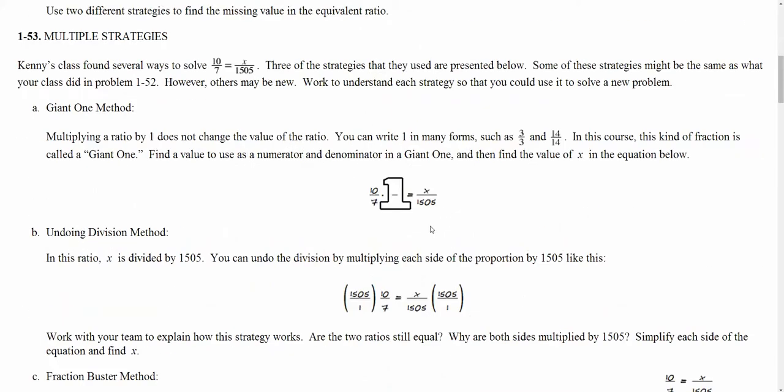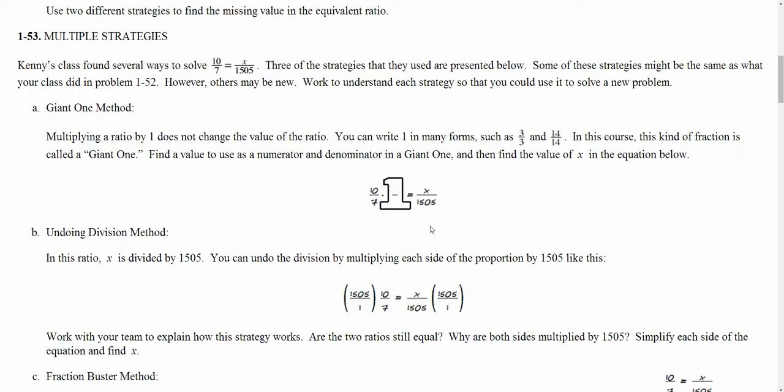So in the giant 1 method, the idea is this. You could put any number over any number and make a 1. And 5 over 5 is 1. 20 over 20 is 1. 3 over 3, 14 over 14. All of these are 1s. So if I multiply a number by 1, it doesn't change its value. So this is a perfectly legal move. And the idea is I want to multiply 10 over 7 by something so that 7 becomes 1,505.